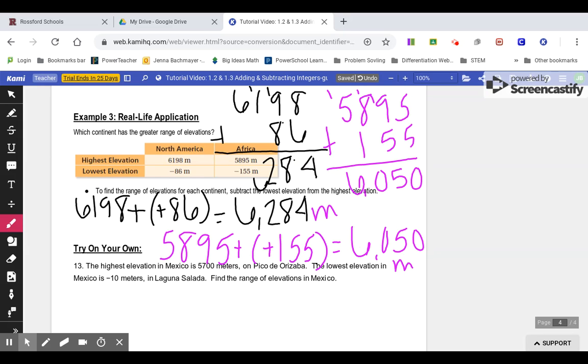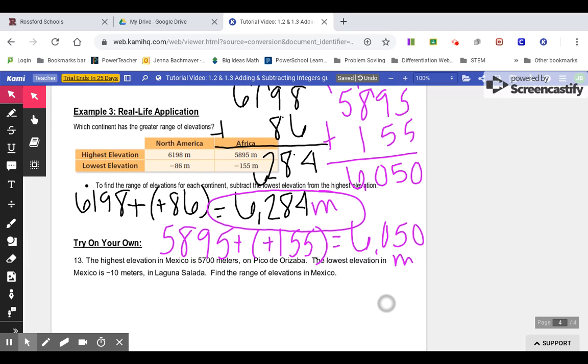The original question says, which one has the greater range of elevations? 6,284 is greater than 6,050, so my answer would be North America. Go ahead and try this last problem on your own. Pause the video.